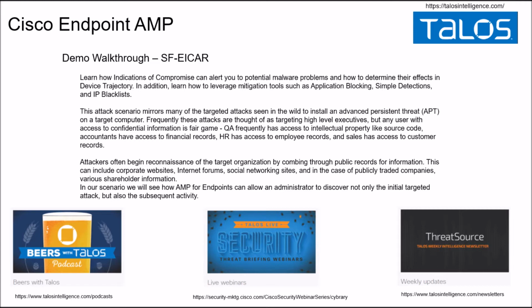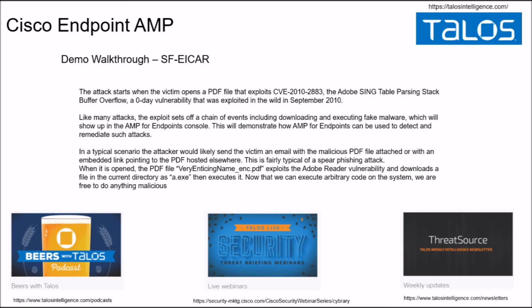So in this example, we are going to look at how IOCs can alert to potential malware problems leveraging device trajectory. We've seen this before. We'll also look at leveraging some of the mitigation techniques. We haven't really done a lot of this, right? So this will include application blocking, simple detection, and IP blacklist.